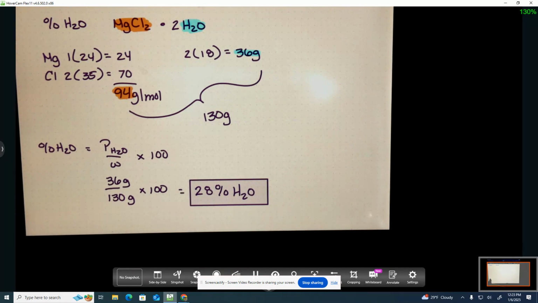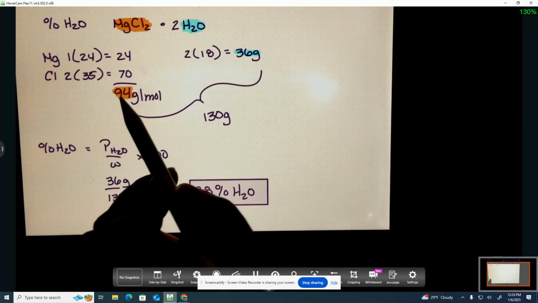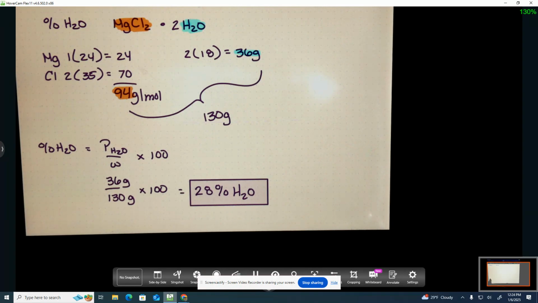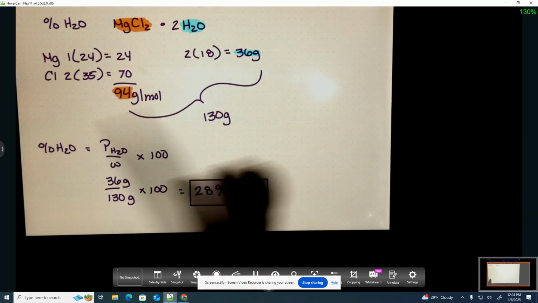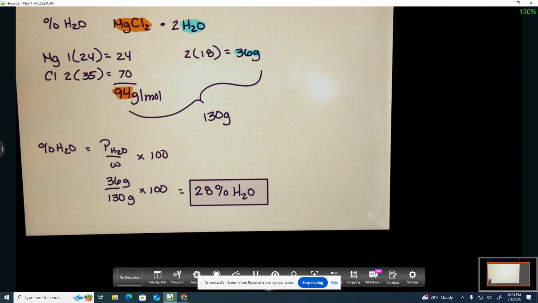We were both wrong because we did the water over the whole, I mean, you did the water over this? Yeah. Okay, be very careful because when you find percent, it's over the whole thing. Forgot that. Okay, you want to try one more?